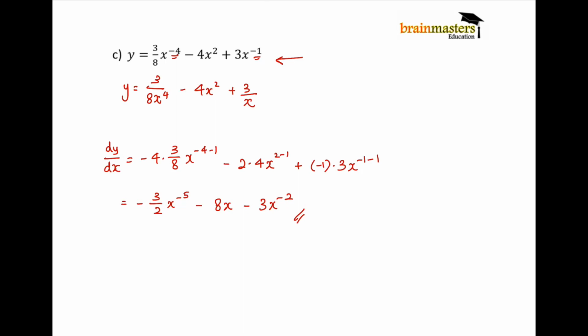If you want to stop here, it's alright, but if some questions require you to put it in a positive index, you just need to use your indices chapter to help you. You can present your answer this way: negative 3 over 2 x power 5, minus 8x, minus 3 over x squared. You can present it in this way or that way, depending on what they ask for. Alright, how about you pause this video again and practice this, because there's a negative power.